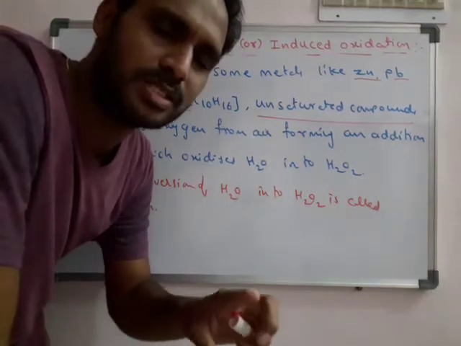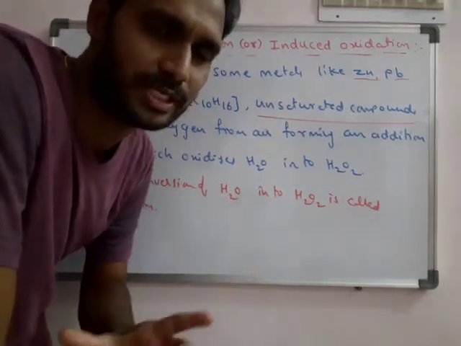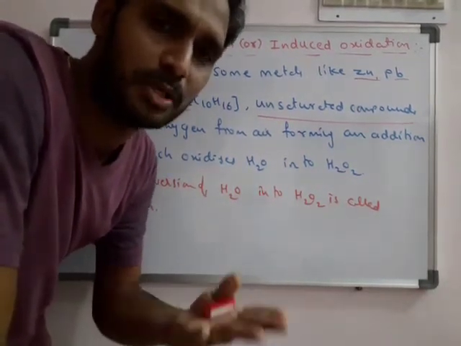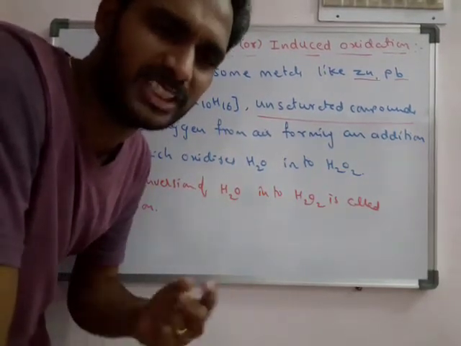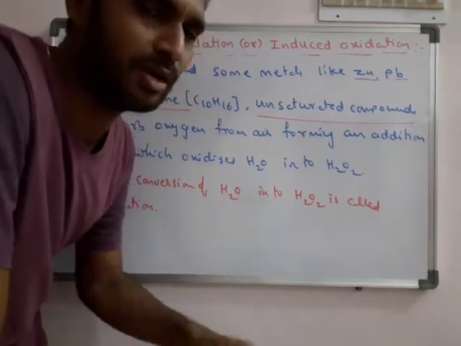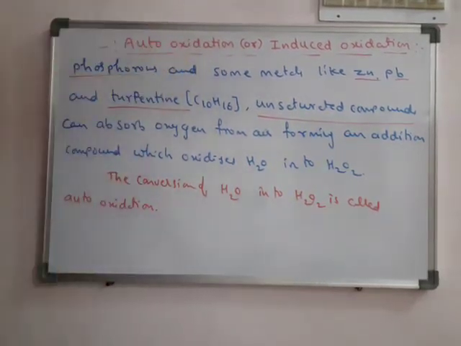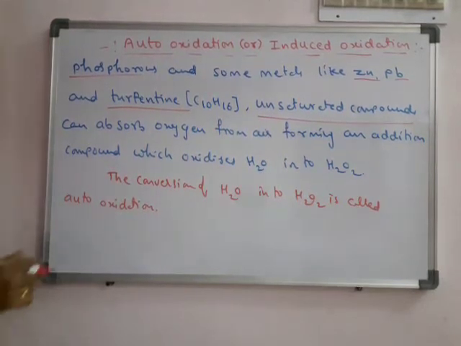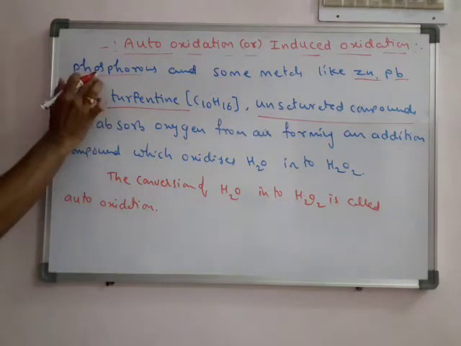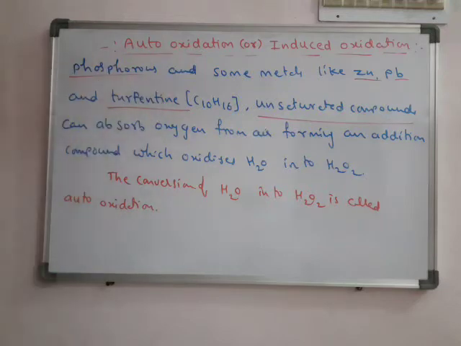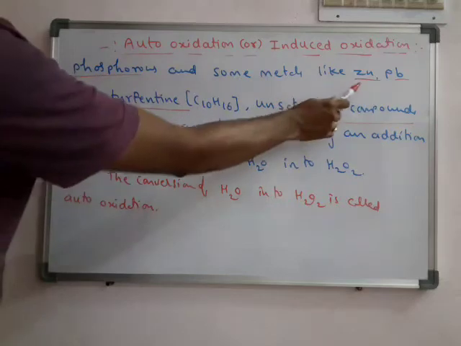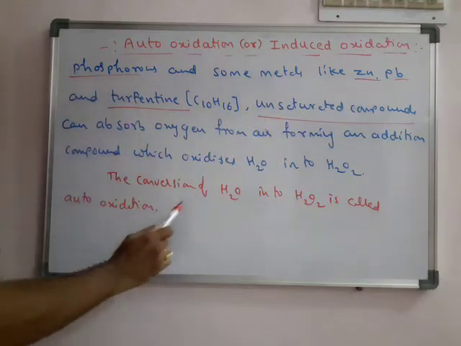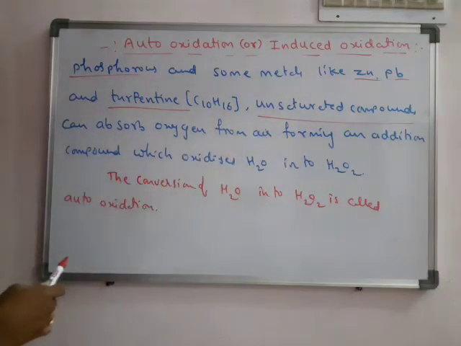If carbon forms only single bonds around it, this is called saturated compounds. If it forms double bonds or triple bonds with other carbons, other than single bonds, then they are called unsaturated compounds. Okay, so the conversion of H2O into H2O2 is called auto oxidation here. Generally the compounds that initiate this reaction are called activators. What are the activators? The phosphorus, the metals, turpentine, these unsaturated compounds are activators.